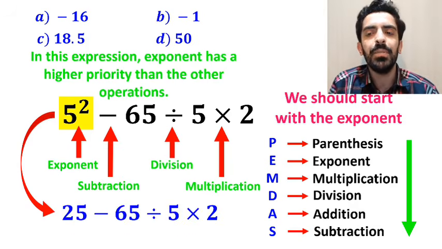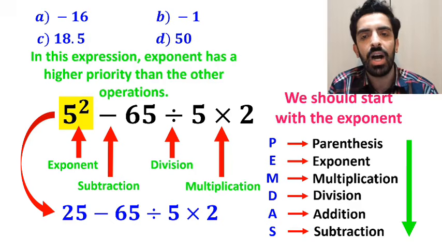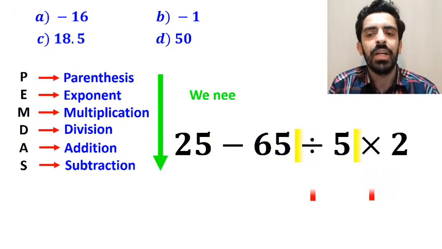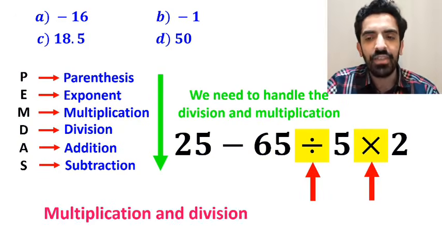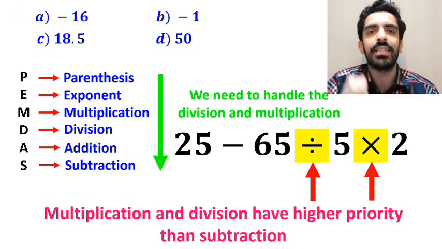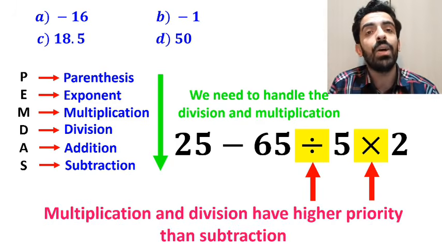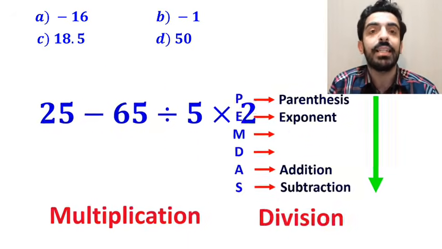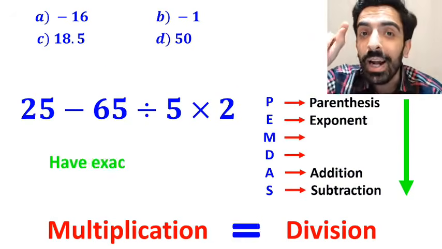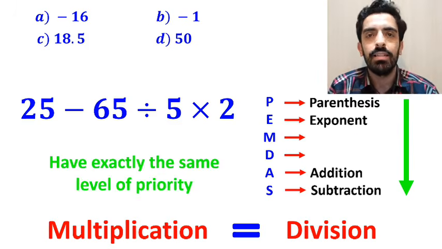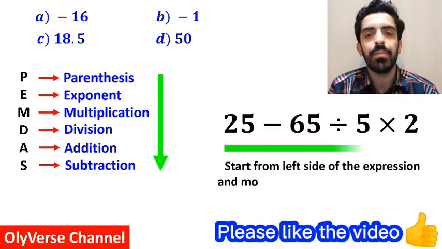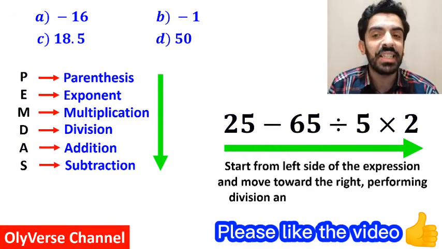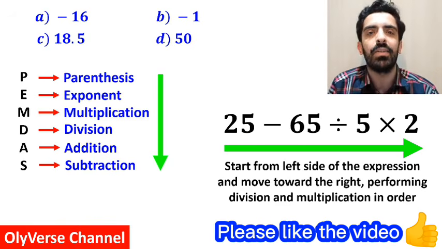So, this expression simplifies to 25 minus 65 divided by 5 multiplied by 2. And the next step, we need to handle the division and multiplication, since multiplication and division have higher priority than subtraction. However, it's really important to understand that multiplication and division are at the same level of precedence. In this situation, the best thing to do is to start from the left of the expression and move toward the right, performing division and multiplication in order.